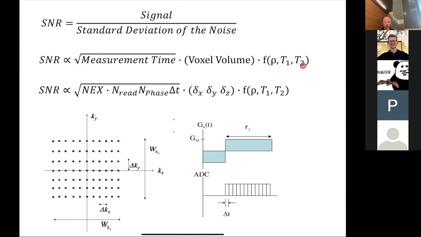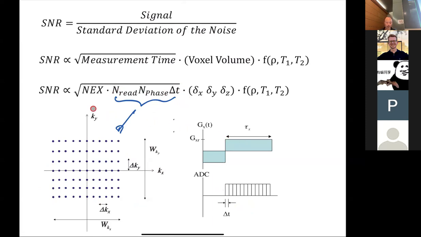So then the question is, what is the measurement time in MR? Well, first of all, it's the time to collect all these points in k-space. That's essentially the measurement time. Remember, every delta t we collect one of these dots. So we have N read of those dots this way and N phase of those dots that way. So this is the total time to acquire that amount of k-space.